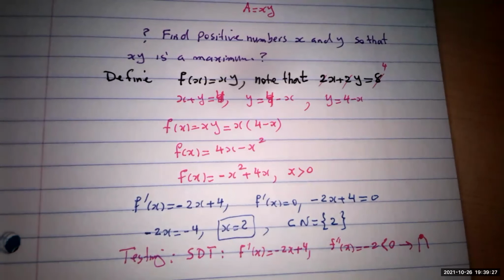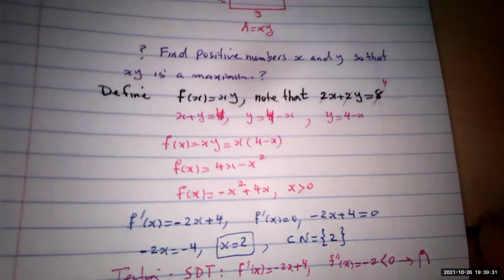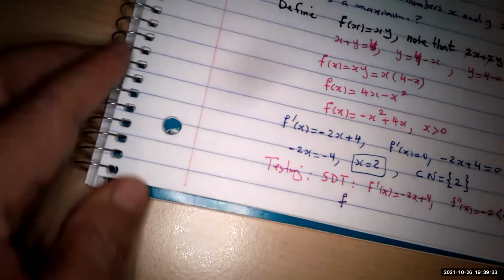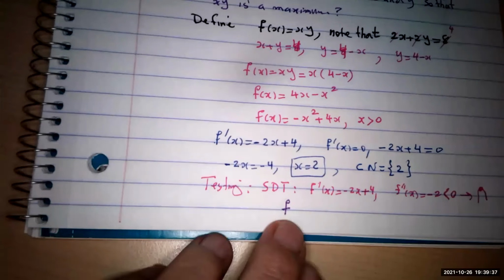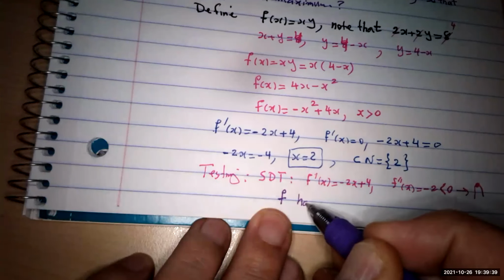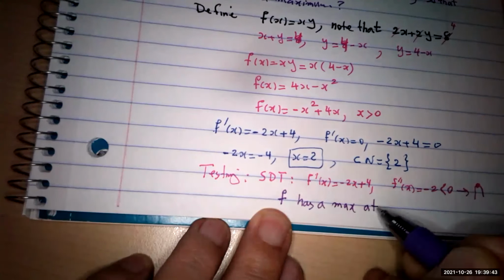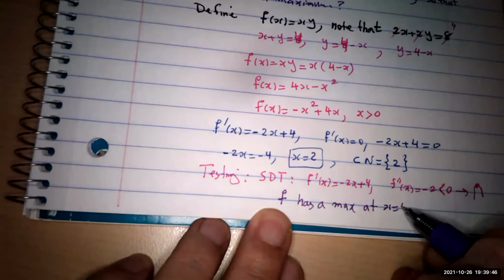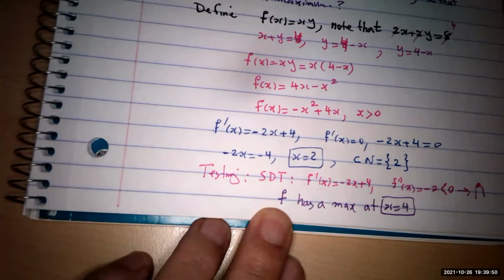So simply this will tell you that f, okay, we put it here. So this is going to be the case. So f has a max. F has a maximum at x equal to 2. If you don't confirm it, you lose points on the test. Remember, that's a calculus part.